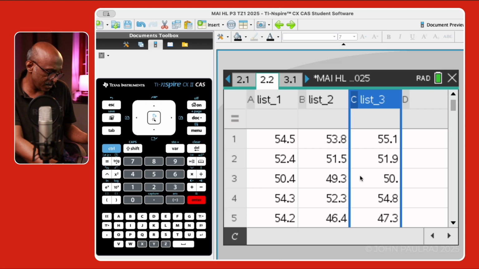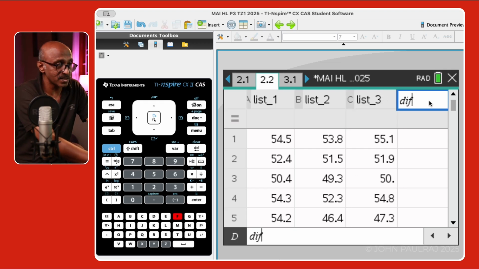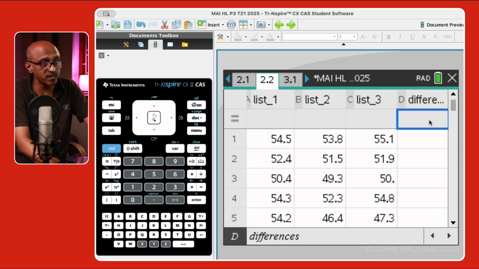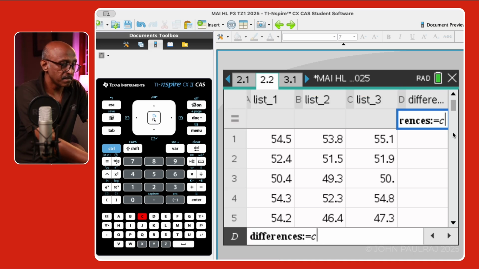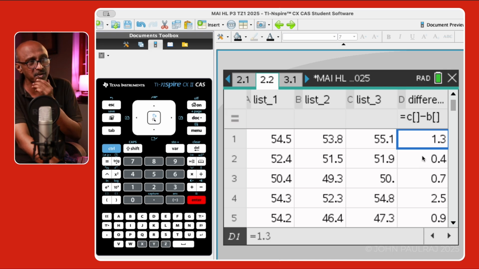And we are performing on the differences. So my next list, I'll just call it differences this time. And you know what, you can actually write down the formula. You just want C minus B, the column C minus the column B. So here we can just say equal to C minus B, and the calculator will do that for you. So literally you don't have to do the calculations.